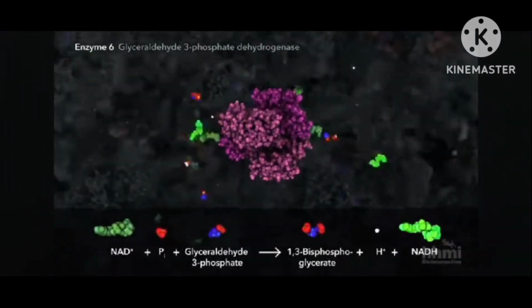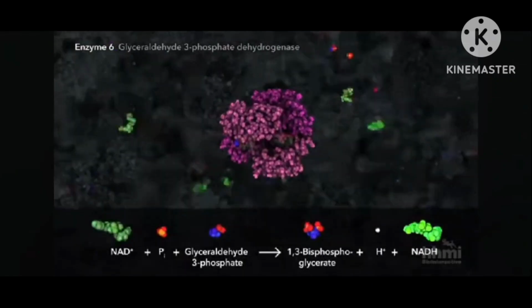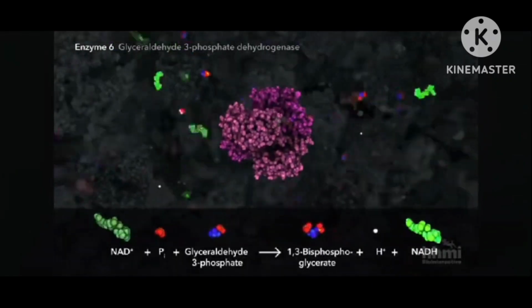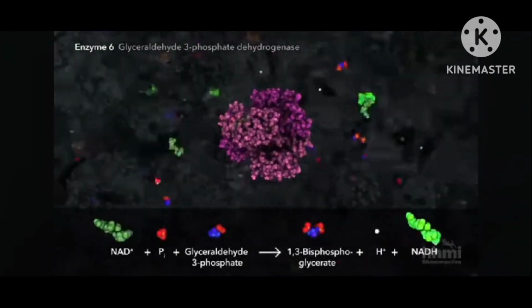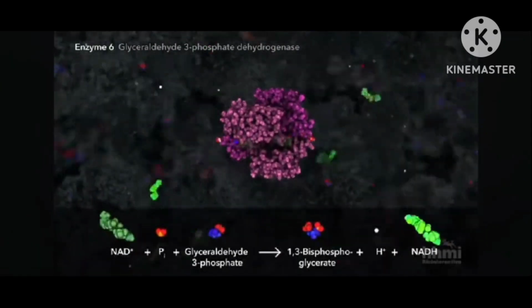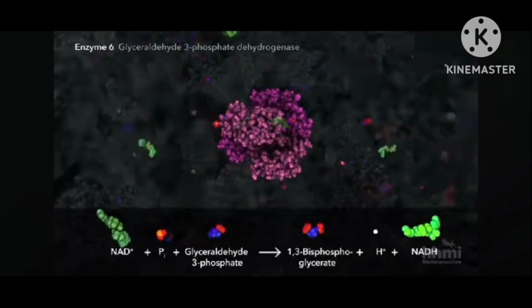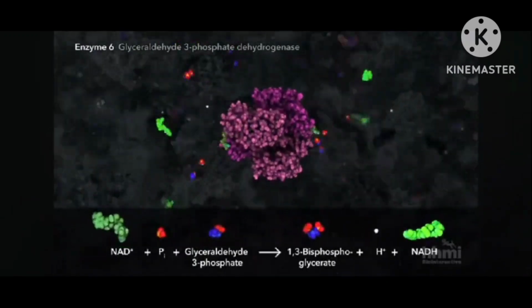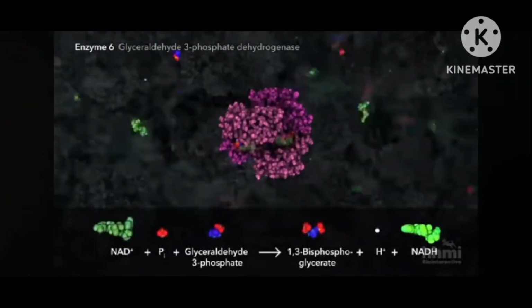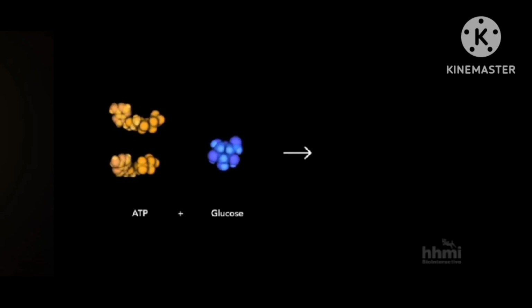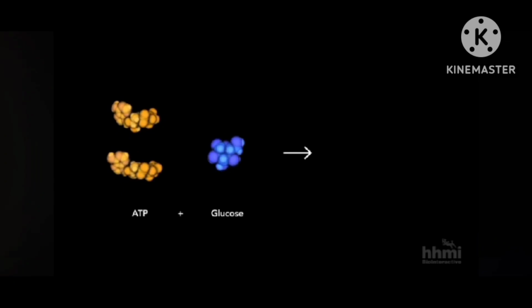The 6th enzyme adds a second phosphate to glyceraldehyde 3-phosphate, creating 1,3-bisphosphoglycerate, while 2 electrons are transferred to NAD+, which is reduced to NADH. Halfway through glycolysis, the cell has consumed 2 ATP molecules, breaking down glucose, and is now ready to capture energy in return.